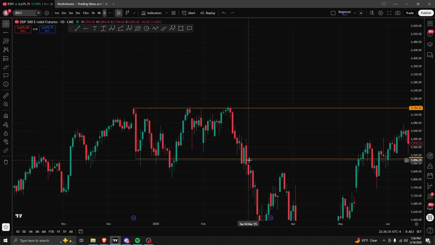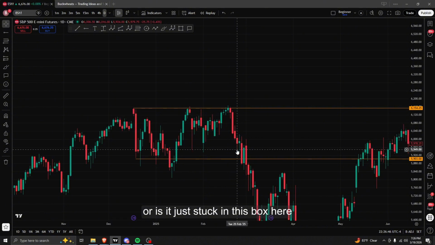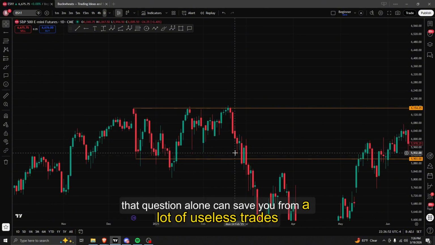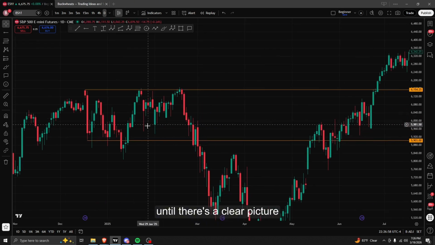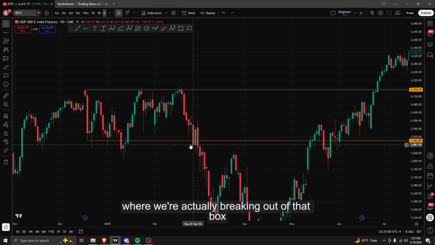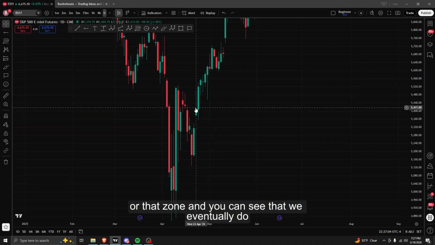consolidation zones. So before you look for an entry, ask yourself, is this market really moving with purpose, or is it just stuck in this box here? That question alone can save you from a lot of useless trades that you don't need to take until there's a clear picture where we're actually breaking out of that box or that zone. And you can see that we eventually do.